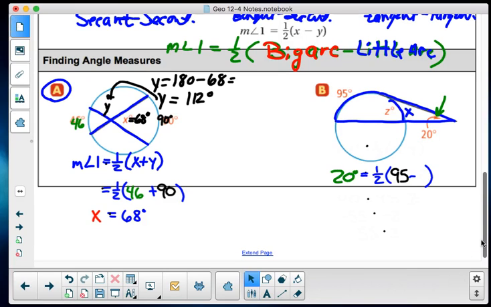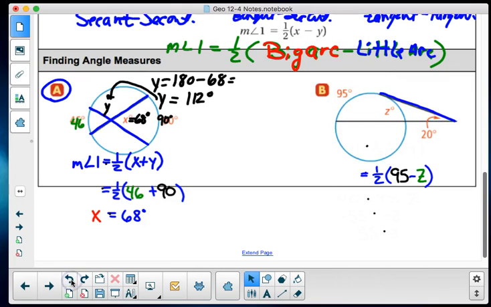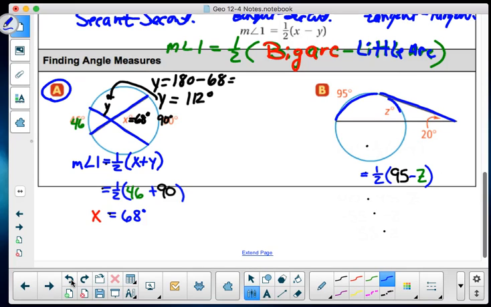So this is 20 degrees. And I got 95 minus Z. I shouldn't have said X. It's minus Z. So let me back it up a little bit here. Okay, there we go. And we have, remember, 95 minus Z, and I've got my secant there, will give me my Z, and I know that this is a 20-degree angle on the outside.